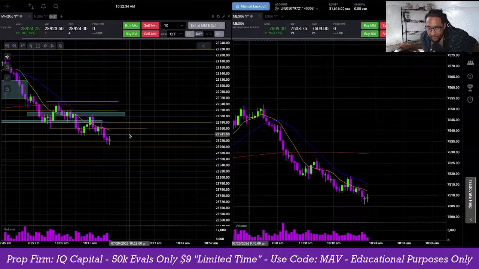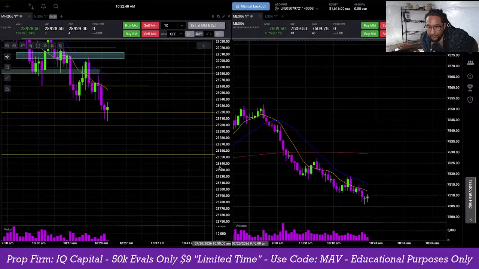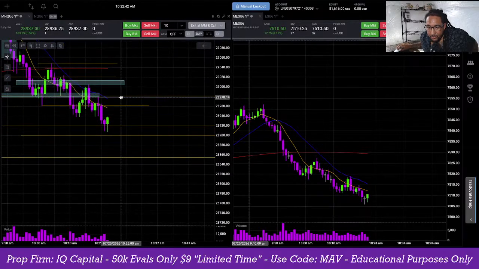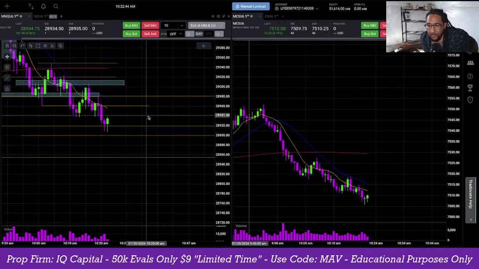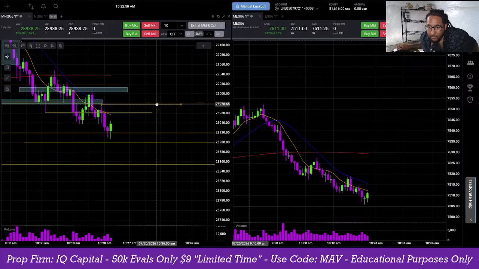So price is pretty balanced on the way down. So the only other option that's left is for the price to sweep liquidity, which would be this high here. That would be our next draw on liquidity there.